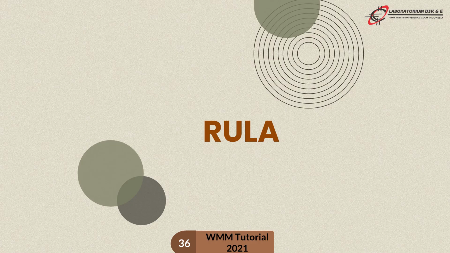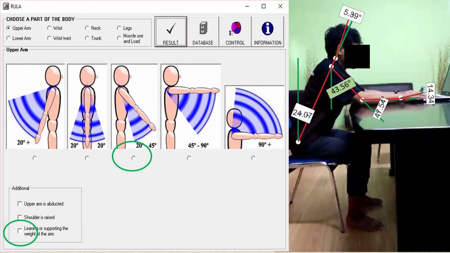The second is RULA calculation using ErgoFellow software. After we determine the body angle of the activity, the first step we do is to open the ErgoFellow application and select RULA. Fill out the assessment sheet starting from the upper arm. The checklist corresponds to the angle that has been observed and calculated previously.